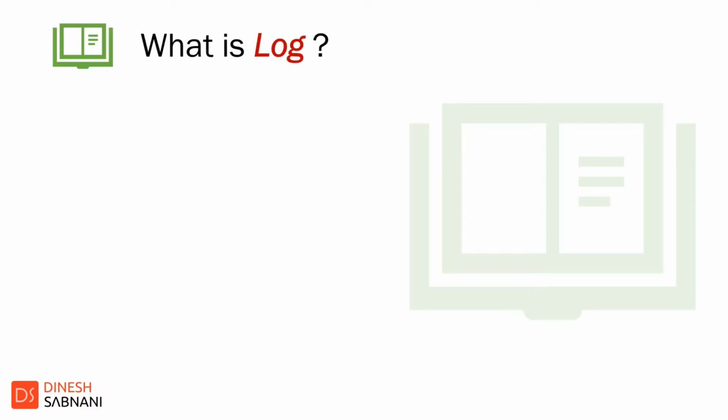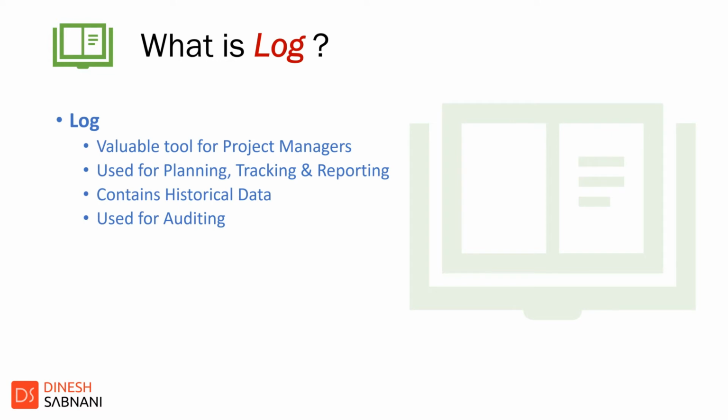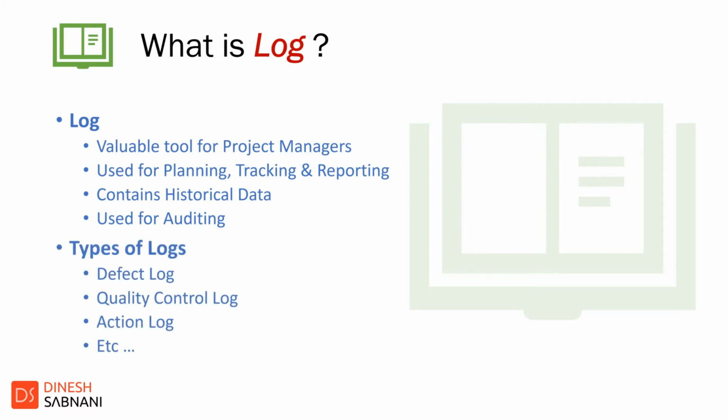First, let's have a look at what is a log. The term log, when it is used in project management, refers to a list which contains all items that are tracked during the entire project duration from start to end. The log will have all historical progress of items included in it. It is updated regularly to have adequate point-in-time status of items, and the data collected from it is used for auditing purposes. There are various types of logs such as defect log, quality control log, action log, and many more.